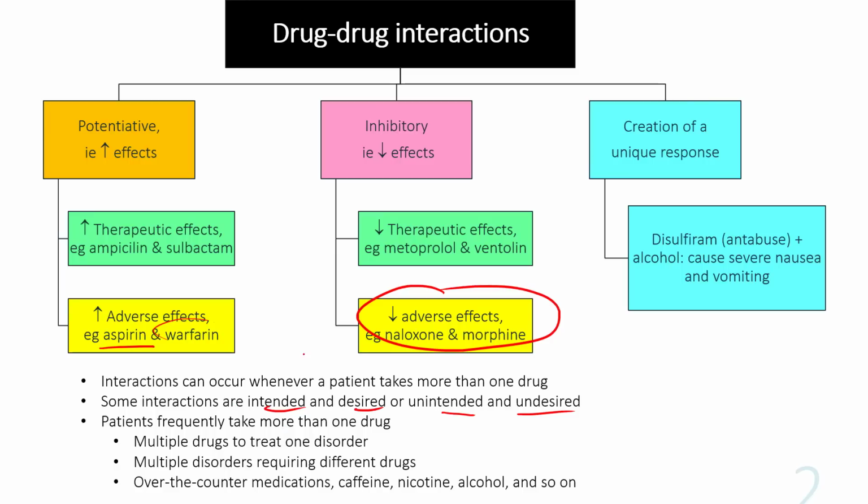Patients frequently take more than one drug, so for the rest of the slides we're going to look at which populations tend to take more than one drug. These include the elderly, women that are pregnant, and other subpopulations. You might be taking multiple drugs to treat one disorder. Disorders that most often require multiple drugs are hypertension or diabetes mellitus. You can also have multiple disorders requiring different drugs. So someone who's got hypertension and diabetes and atherosclerosis may need an array of drugs to treat the various conditions. And we often forget that over-the-counter medications and some things we take as part and parcel of our lifestyle, for example caffeine, nicotine, and alcohol, are actually considered drugs because they can interact with prescription medications that we're on.